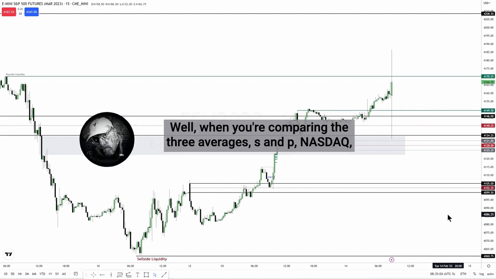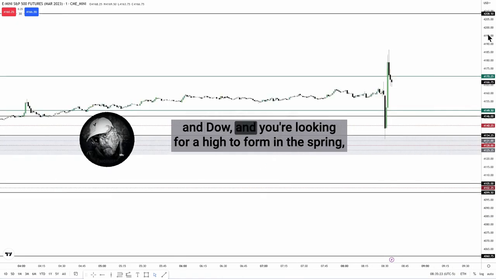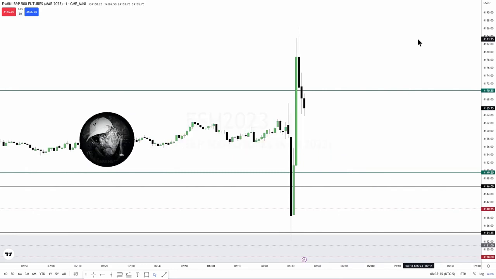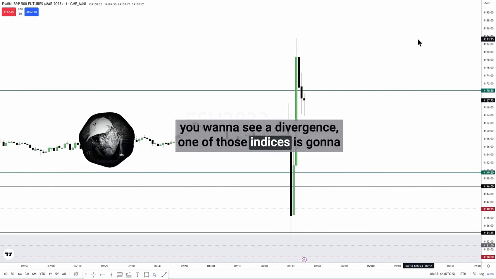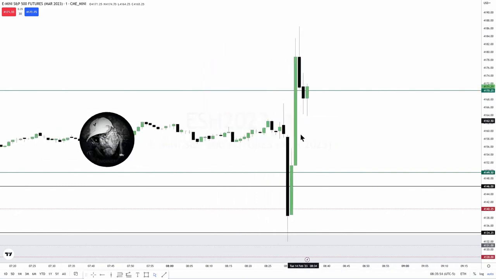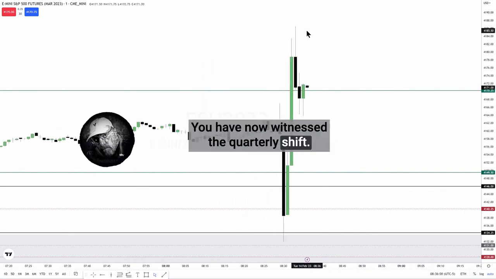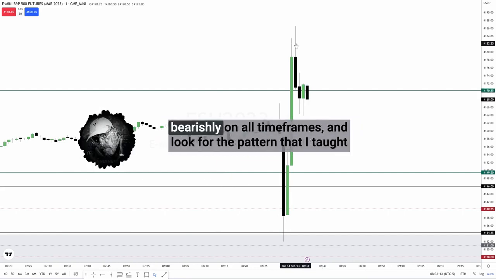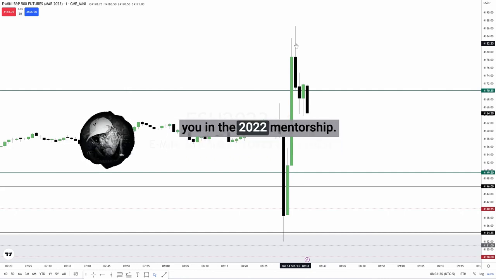So it's going to be a diametrically opposed opinion held in dollar versus other currencies. Well, when you're comparing the three averages, S&P, NASDAQ, and Dow, and you're looking for a high to form in the spring, you want to see a divergence. One of those indices is going to fail to make a higher high. That's it. You have now witnessed the quarterly shift. Now, everything after that, start looking for market structure shifts bearishly on all time frames and look for the pattern that I taught you in the 2022 mentorship.